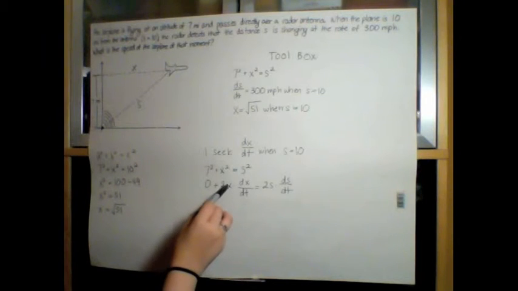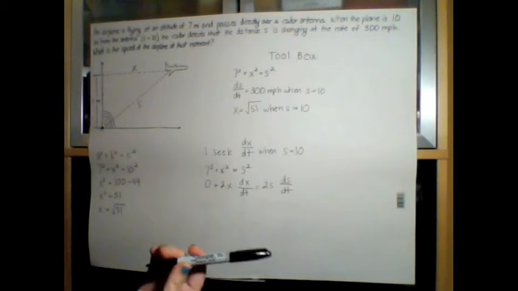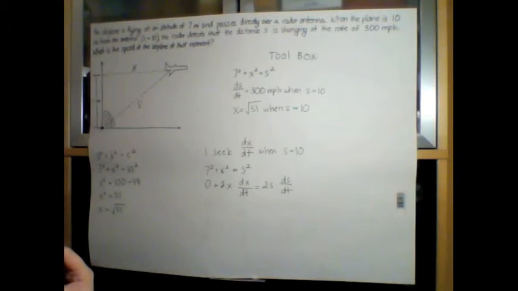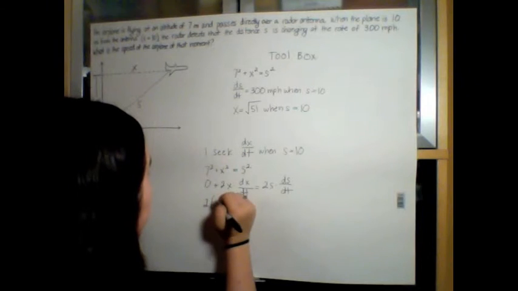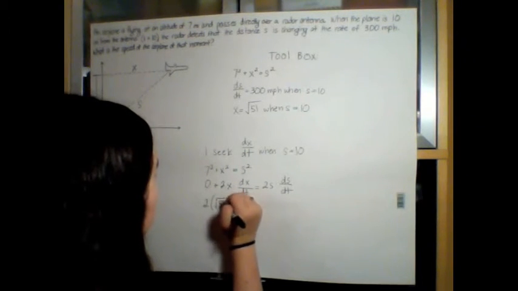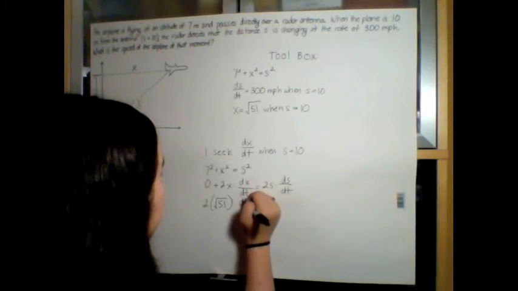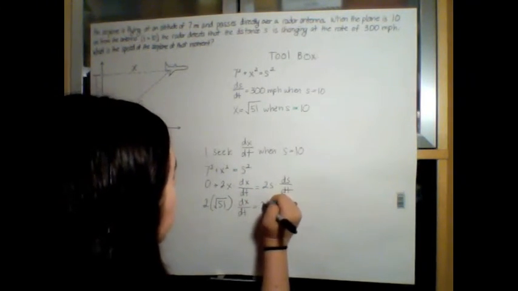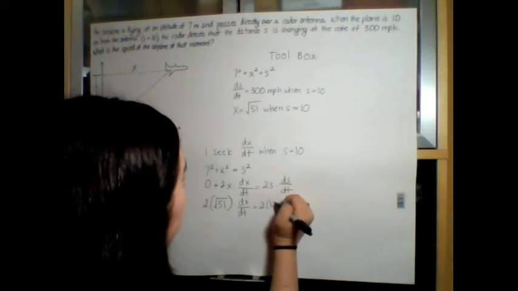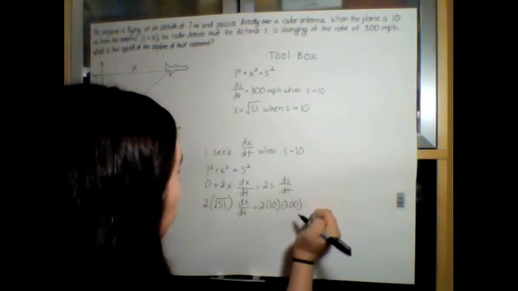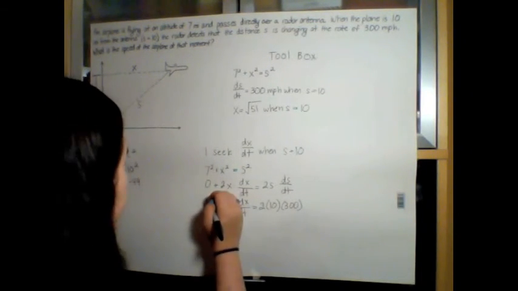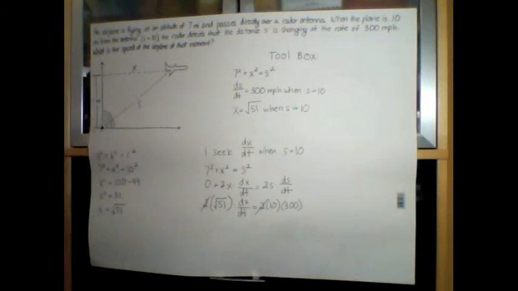So then from there we can plug in the values that we have. We have that x equals radical 51, we have that s equals 10, and we have that ds/dt is 300. So we can do 2 times radical 51 times dx/dt equals 2 times 10 times 300. From there we can cross out the 2's, since they cancel.